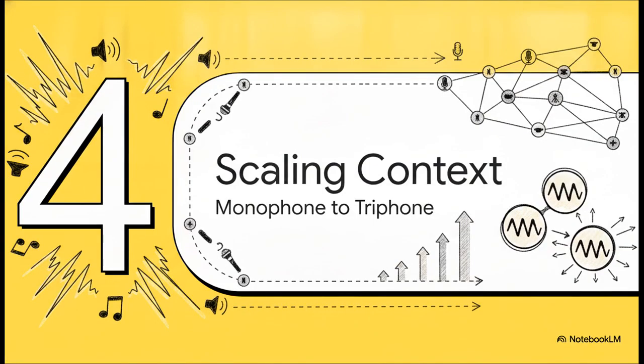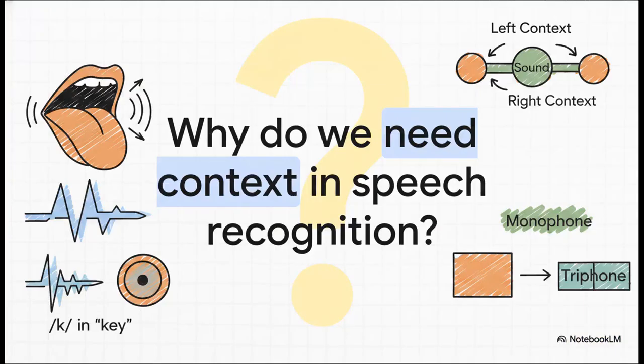All right, part 4, scaling up context. We really have to ask why we abandoned simple, single-sound monophones. The answer is co-articulation. Because of the physical movements of our lips and tongue, the K sound in the word key sounds entirely different acoustically from the K sound in ka. To capture that reality, we can't just look at the sound in isolation. We have to look at the left and right context of every sound.